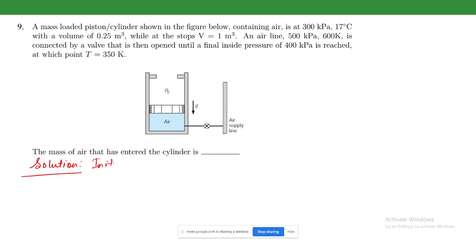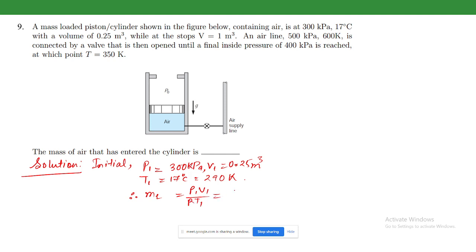Initial conditions of the piston cylinder assembly are P1 equals 300 kPa, V1 equals 0.25 meter cube, and T1 is equal to 17 degrees Celsius. That is 290 Kelvin. Therefore, what is the mass initially? P1 V1 by RT1. Just put in the values.